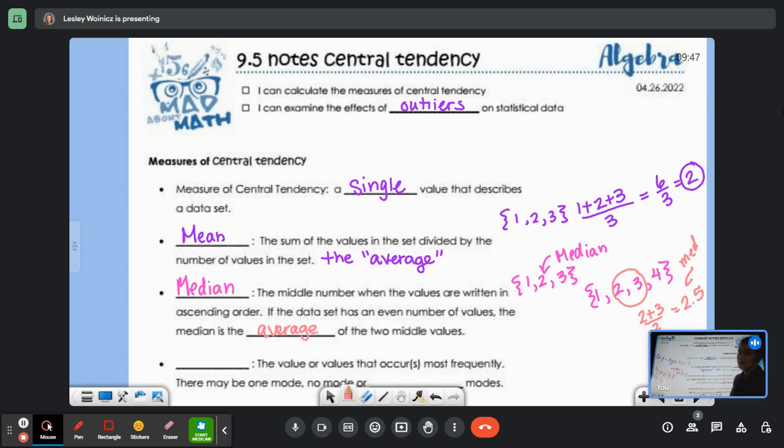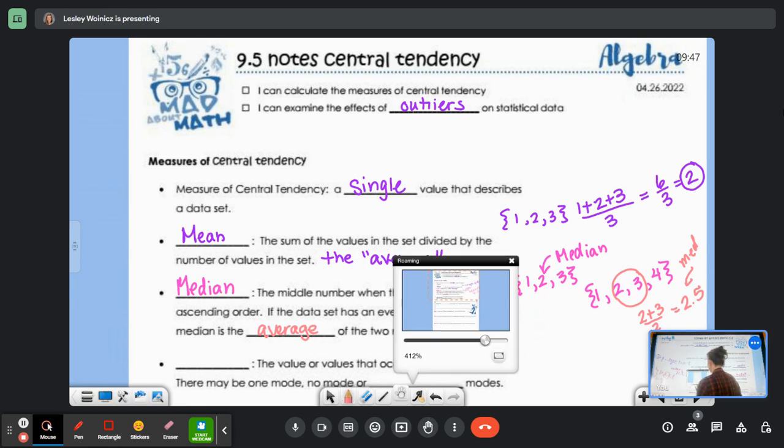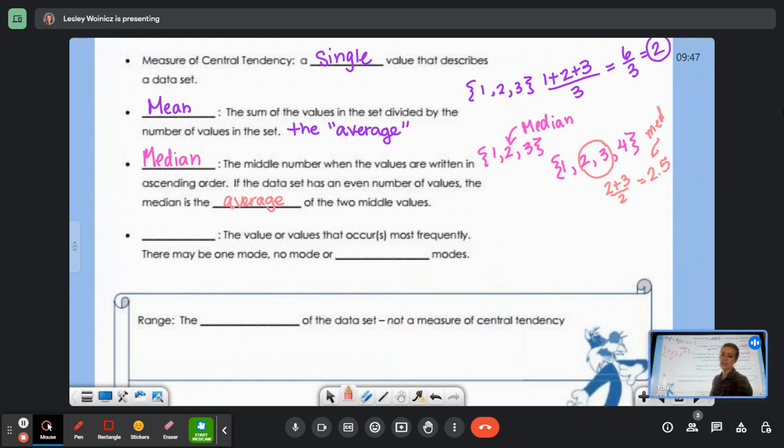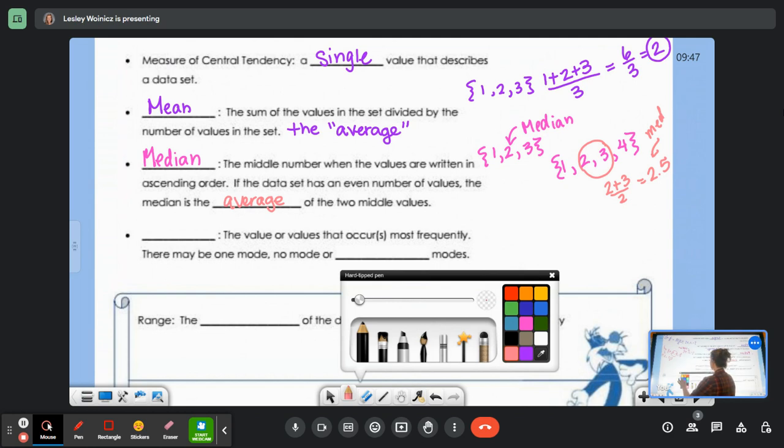So sometimes our median isn't actually in our data set. It can be between values in our data set. So that's a little strange. I guess really same for the average, the mean. It could be a number between values in your data set.